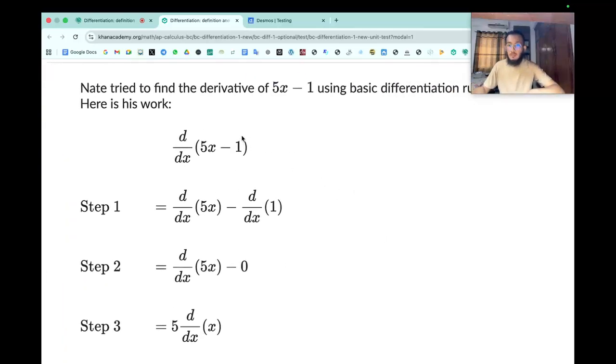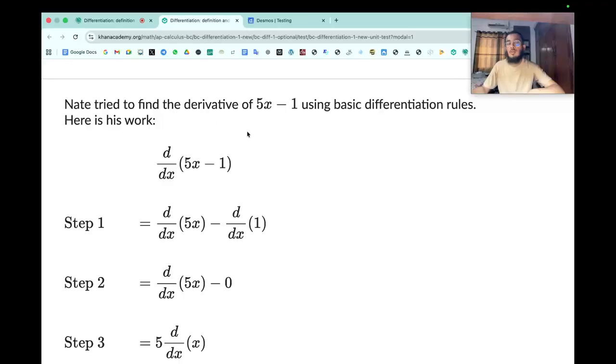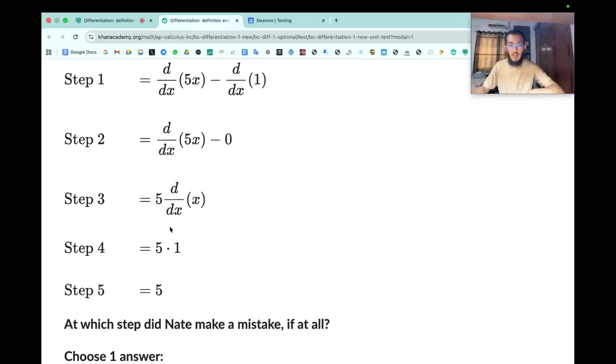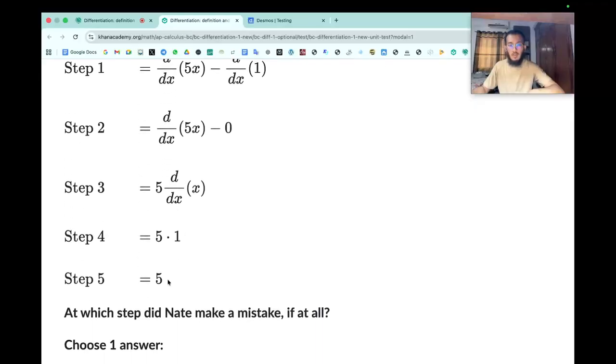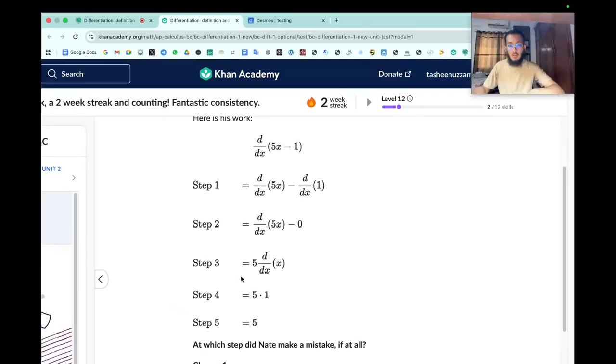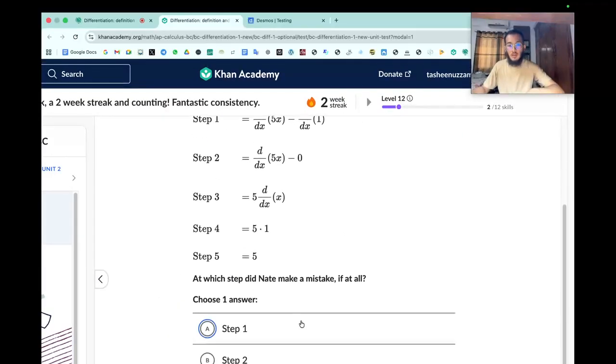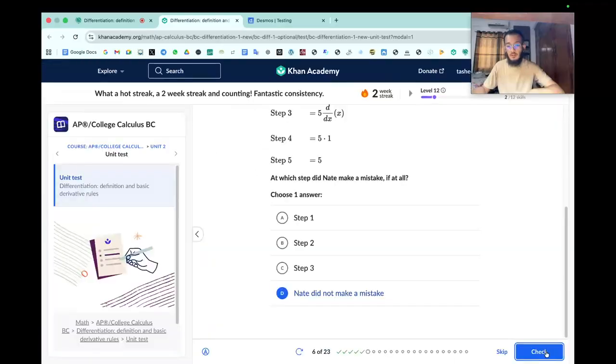Nate tries to find the derivative of 5x minus 1 using basic differentiation rules. Here's the work. Basically, d by dx, and we distribute the d by dx across the terms. The differentiation of a constant is 0. For d by dx of 5x, 5 moves out and we have 5. And yes, the person is correct. The differentiation of 5x minus 1 is indeed 5. So no mistake at all.